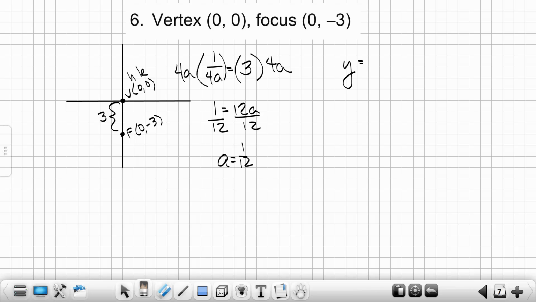Y equals, I know I'm doing number 6. Y equals, and then is it a positive or negative? Negative. Remember, the parabola faces toward the focus. The parabola needs to face towards the focus, so that's going to be a negative 1/12. Then x minus 0 squared plus 0, and you can simplify that. Y equals negative 1/12 x squared.